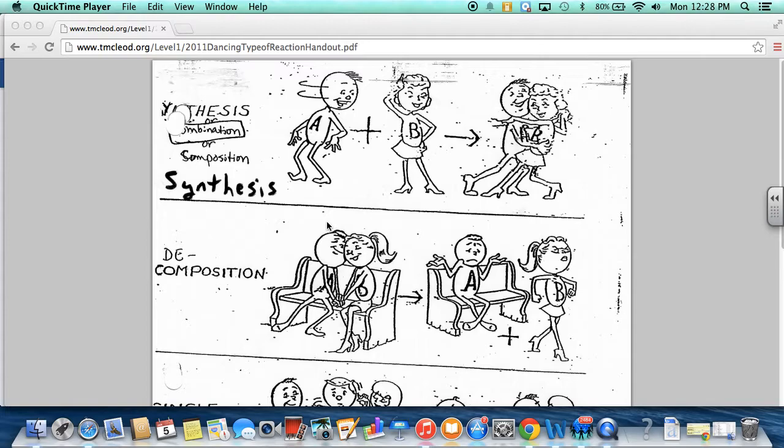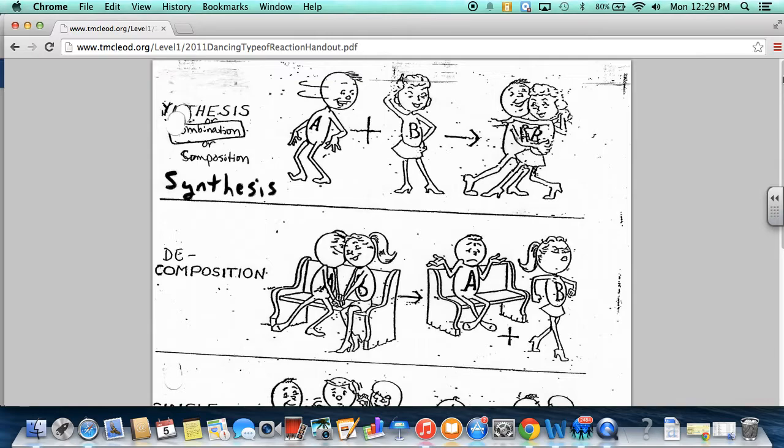So you have one product. It doesn't mean that the coefficient is 1. It simply means that you only have one type of product material. Decomposition is basically the reverse. You have one reactant that's breaking up into multiple products. So you can figure out if it's a synthesis reaction by looking for just one product. For a decomposition, you're looking for one reactant.